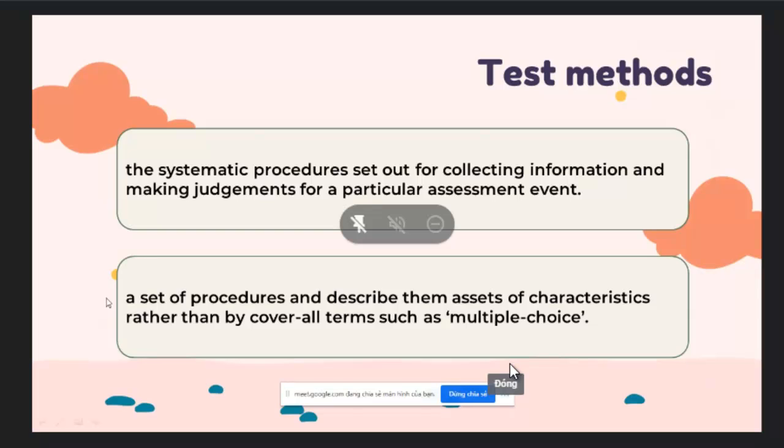And secondly, many applied linguists consider that test methods are a set of procedures and describe them as a set of characteristics rather than by cover-all terms such as multiple choice. Why? Because multiple choice only refers to one characteristic of the test. But any given testing event is composed of a number of other factors which should be expected to affect learners' performance.